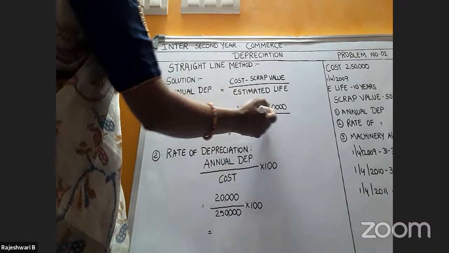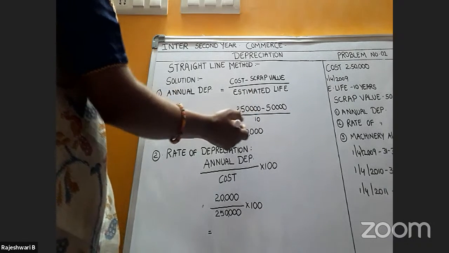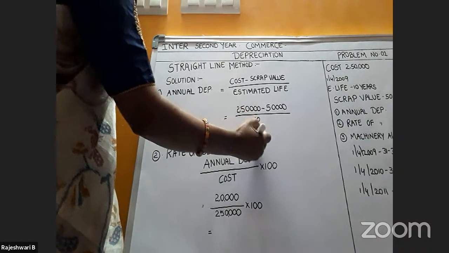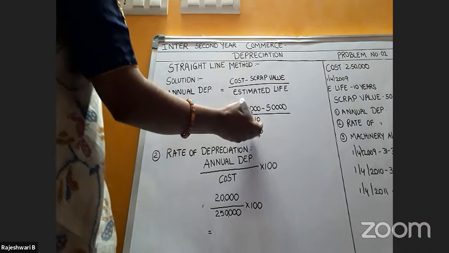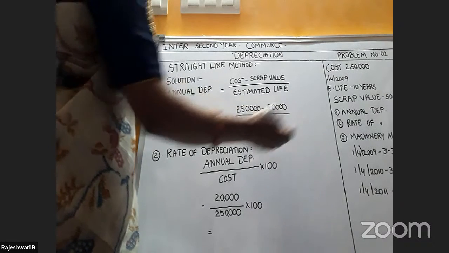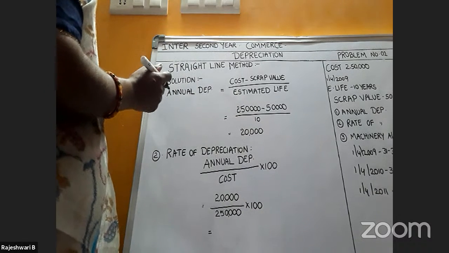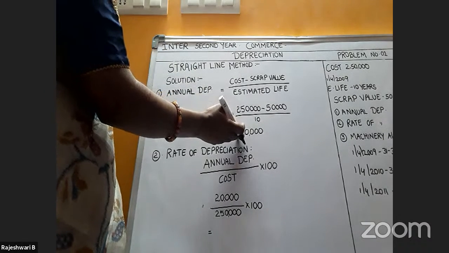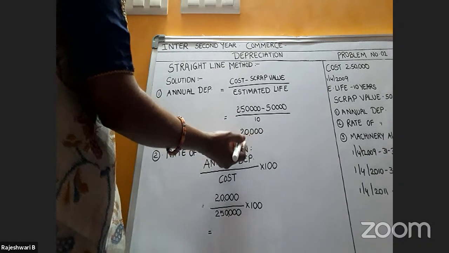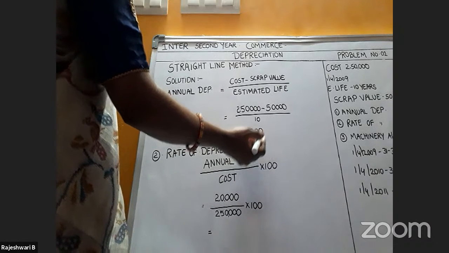2,50,000 minus 50,000 is equal to 2 lakhs. 2 lakhs divided by 10 gives 20,000. So 20,000 is the annual depreciation amount. Every year, for 3 years, we are charging depreciation because this is the straight line method. In the straight line method, we charge the same amount of depreciation every year. For those 3 years, we are providing 20,000 every year.